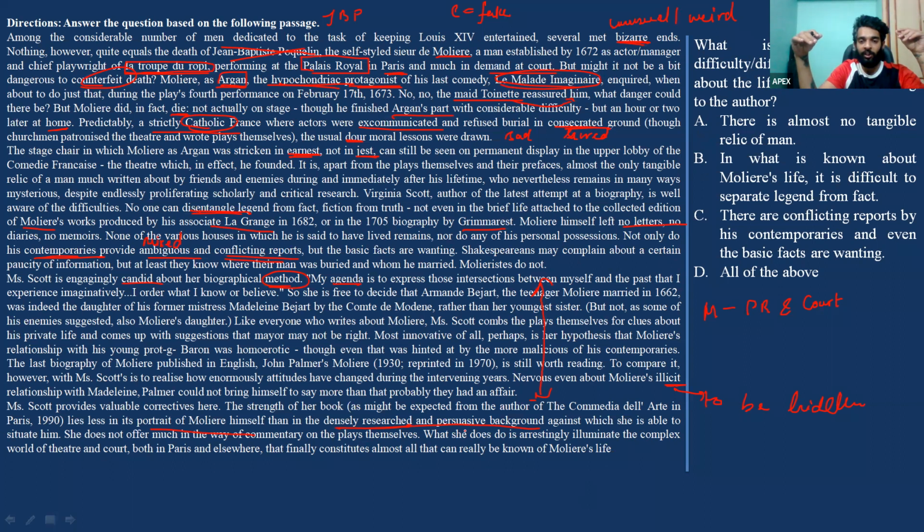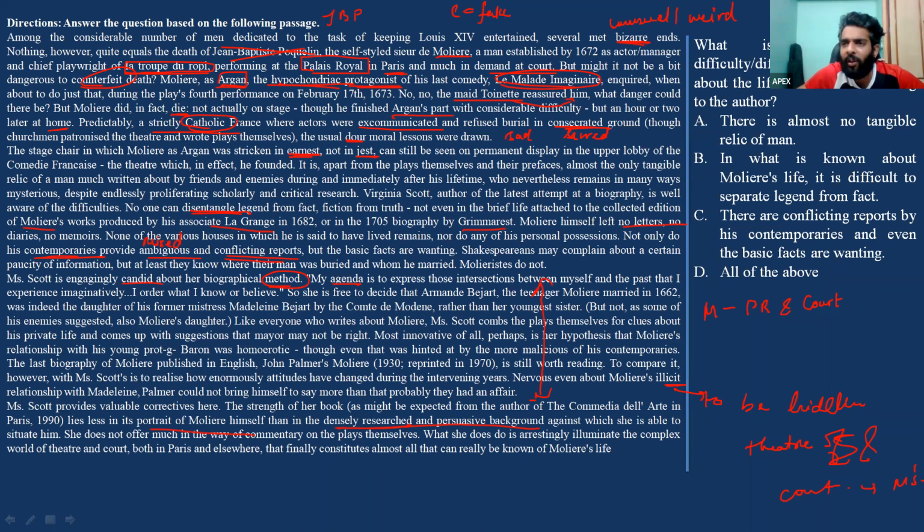Okay, so what she does so arrestingly is illuminate the complex world of theater and court. So she's bringing out the story of theater and court, in the context of M's life. So this is all that we can grasp from this passage. It's not a very hard passage when we read it this way. Okay, so yes, can we go forward with the questions?